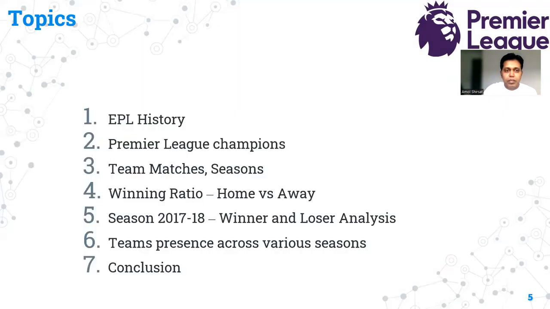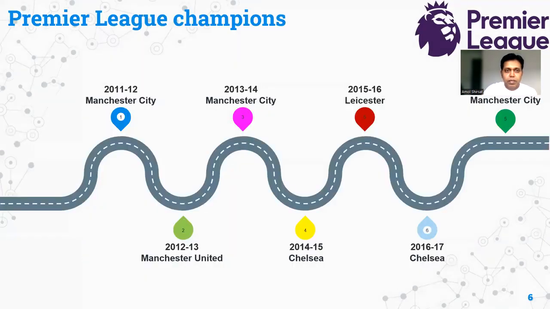We have seen the EPL history. So this is an overview, I would say. Based on the data analysis, we have found out that Manchester City was the team who have been consistent. They have won 3 times since 2011-12. We have taken the data from 2011-12 onwards till 17-18. So they have been the winner for 3 seasons, followed by Chelsea, who have been a winner for 2 seasons, and then Manchester United and Leicester respectively for 1 season each.